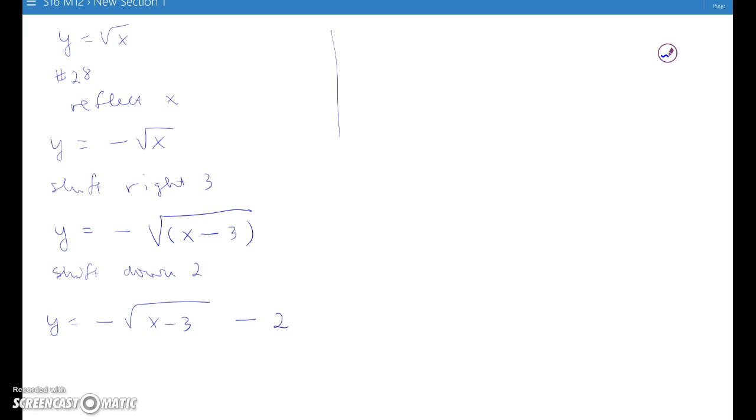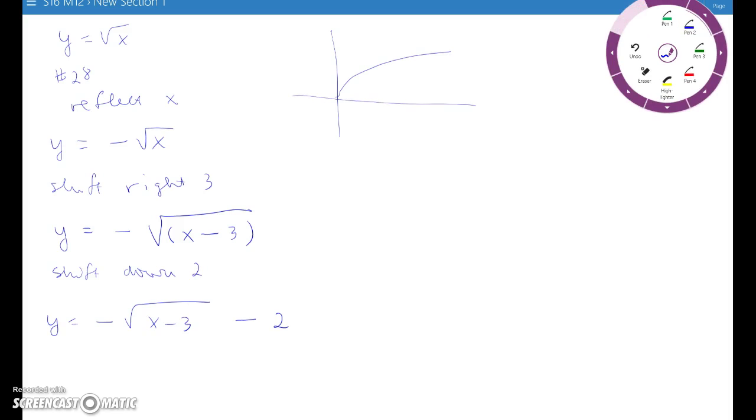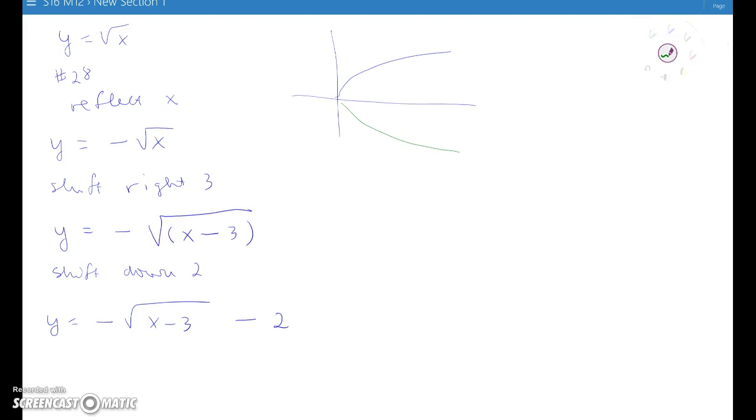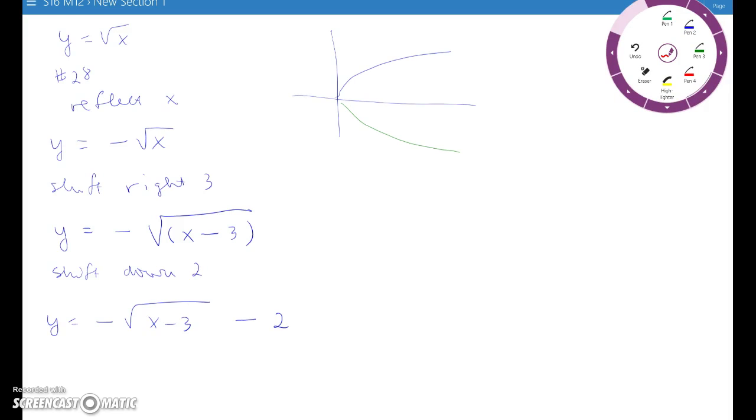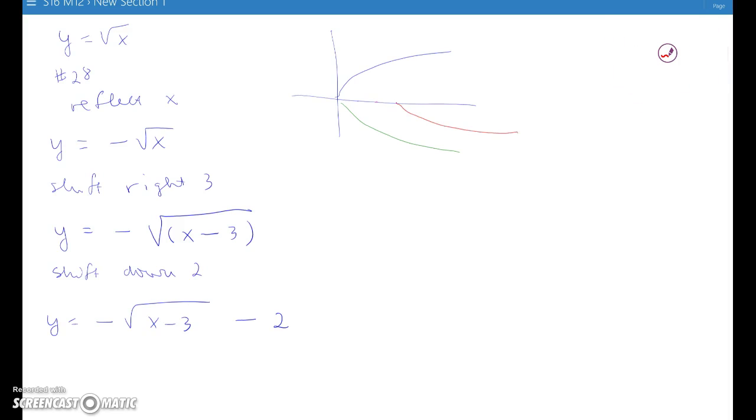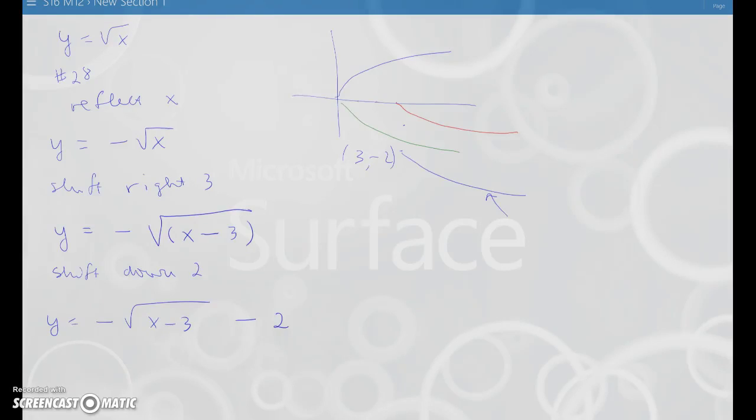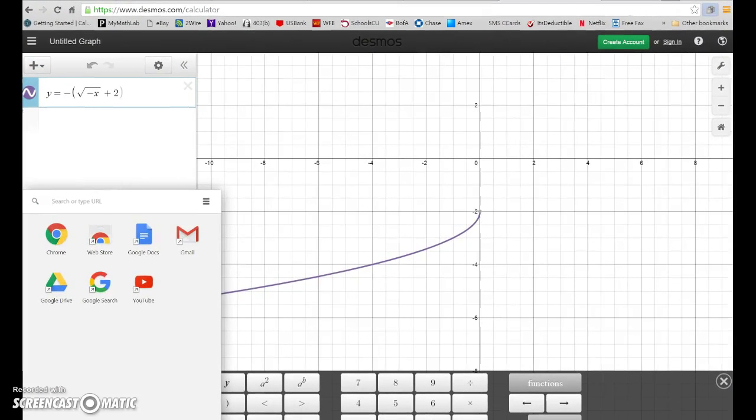So here's the square root graph. We want to reflect about the x-axis, so that would give us this graph. Then we want to shift it to the right 3. And then we want to shift that down 2. So this would be where we expect the new graph to be. We expect it to start at 3, -2. So let's go to Desmos and check that out.